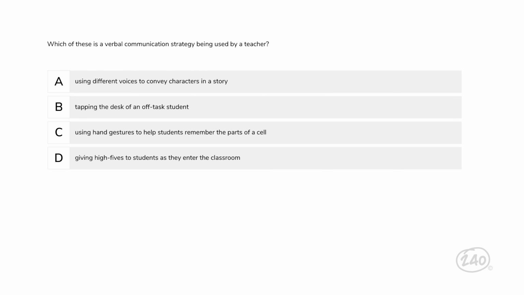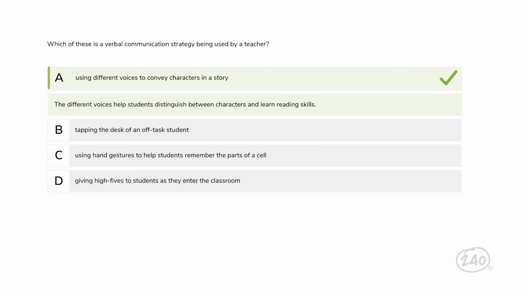Which of these is a verbal communication strategy being used by a teacher? A. Using different voices to convey characters in a story. B. Tapping the desk of an off-task student. C. Using hand gestures to help students remember the parts of a cell. Or D. Giving high fives to students as they enter the classroom. Don't overthink this one. All of these are communication strategies, but the only verbal communication strategy is A.